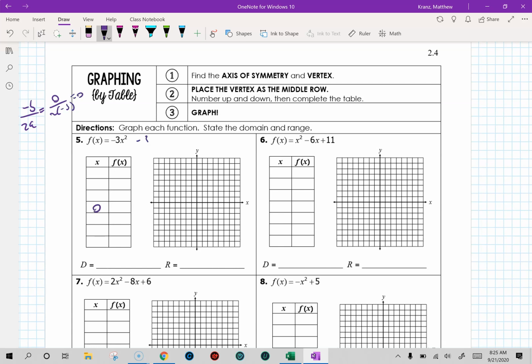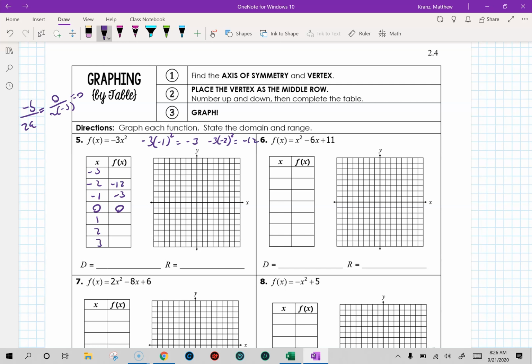When I plug 0 in, -3 times 0 squared is just 0. So 0, 0 is my vertex. Now, all I'm going to do is start graphing some points below and above. So I go -1, -2, -3, and 1, 2, and 3. I plug it in to my value here. -3 times -1 squared is just -3. All right, so -3 times -2 squared, okay, that's just going to be -12.